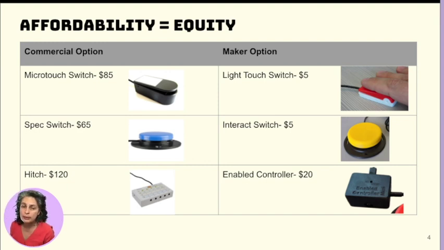This chart is a little bit of a comparison of what it would cost to buy something commercially versus what it costs to produce it and fabricate it in 3D printing. In all fairness, you do get tech support and more durability with commercial items, but sometimes the cost of something is really prohibitive for clients, and so DIY assistive tech is a great way to be able to provide access to somebody who may not be able to afford it.